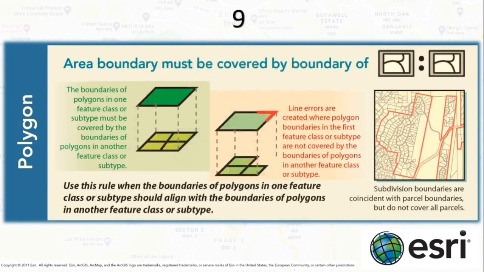Next is area boundary must be covered by boundary of. It requires that boundaries of polygon features in one feature class or subtype be covered by boundaries of polygon features in another feature class or subtype. This is useful when polygon features in one feature class, such as subdivisions, are composed of multiple polygons in another class, such as parcels, and the shared boundaries must be aligned.